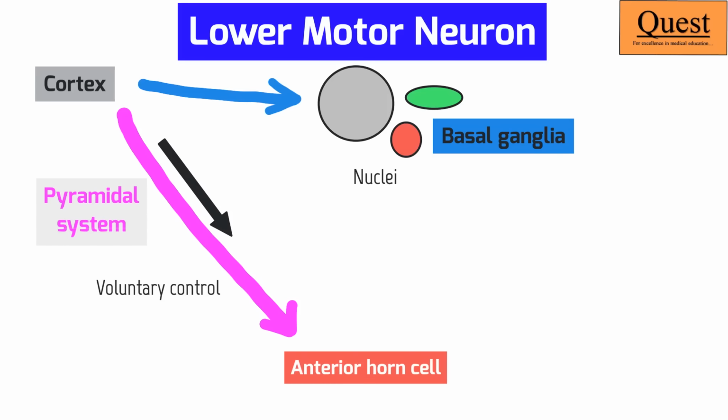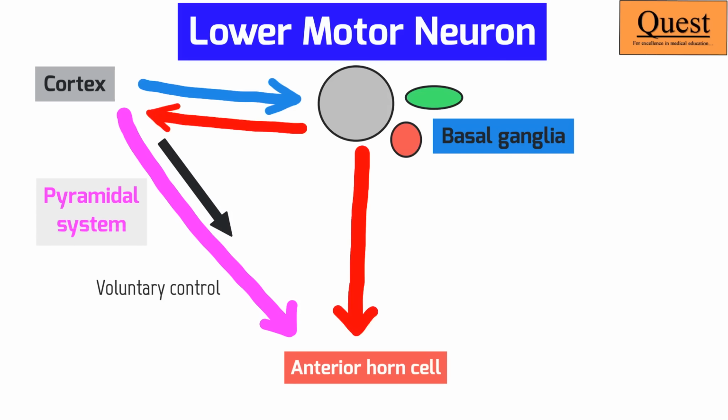The job of this system, the second system, is to tell my pyramidal tract, is it doing the work properly or does it need to fine tune? This extra system is known as the extrapyramidal system, and this extrapyramidal system is also going to control the activity of the anterior horn cell.